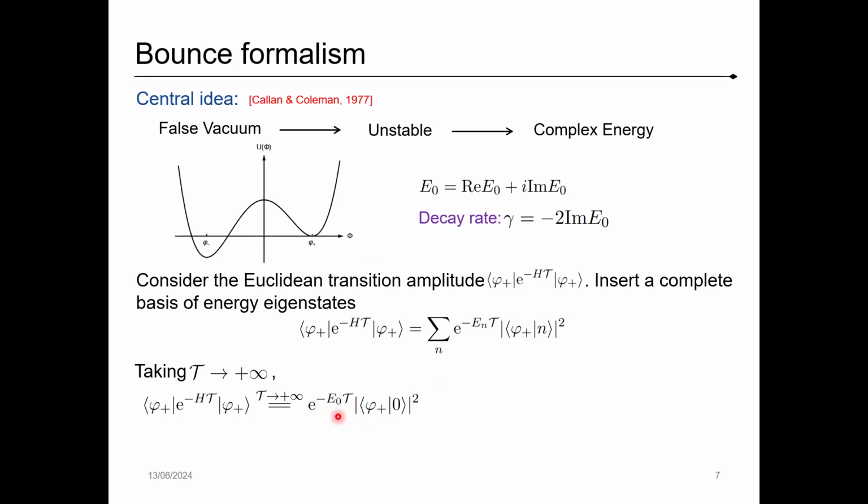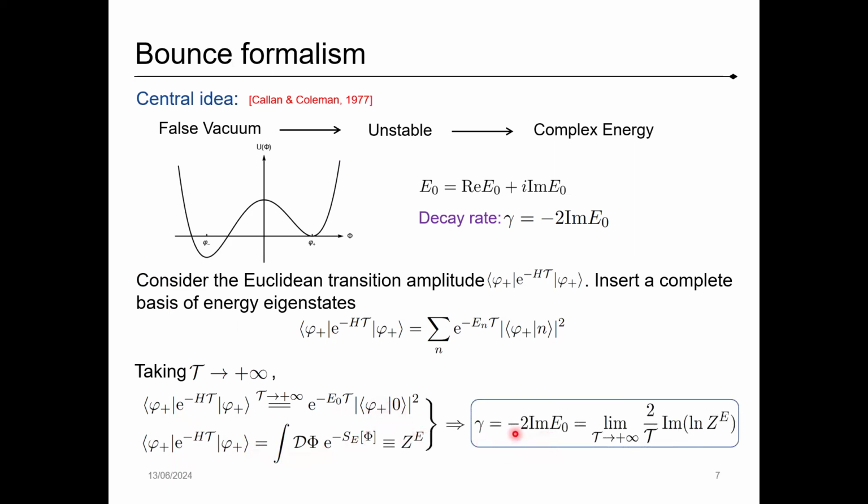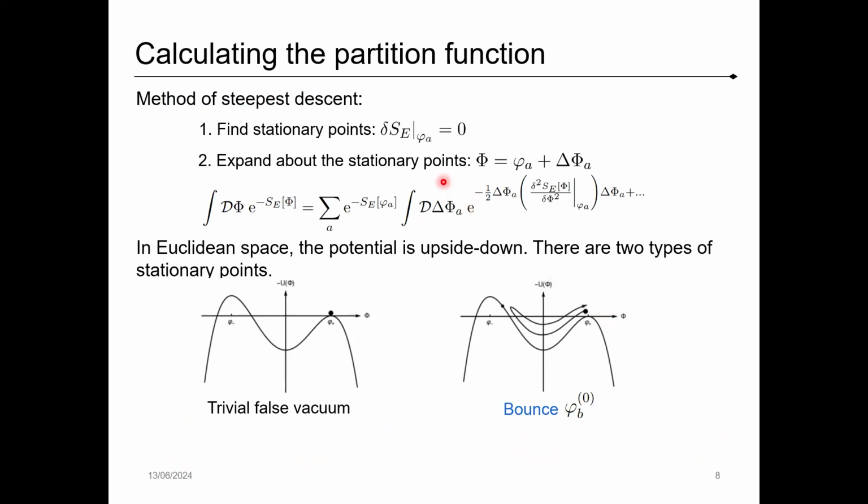On the other hand, this transition amplitude can be calculated by the path integral. So you can combine these two relations and get the decay rate in terms of the partition function, the path integral. Now we know this formula, and then we just compute the partition function. To compute the partition function, we use the method of steepest descent. The first thing is that you need to find some stationary points of the action. Then you expand around the stationary point, and then you can do your integral. This is your partition function.